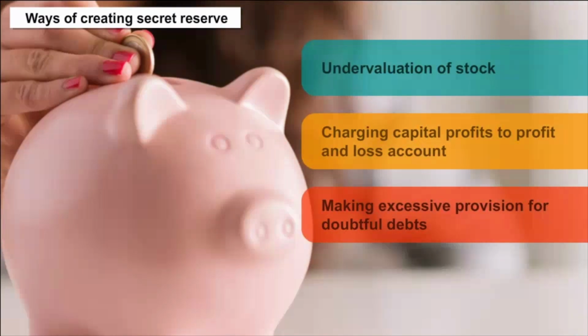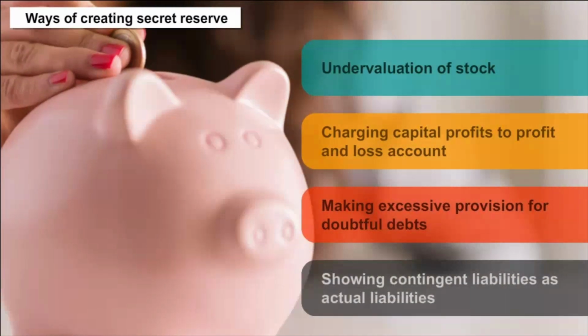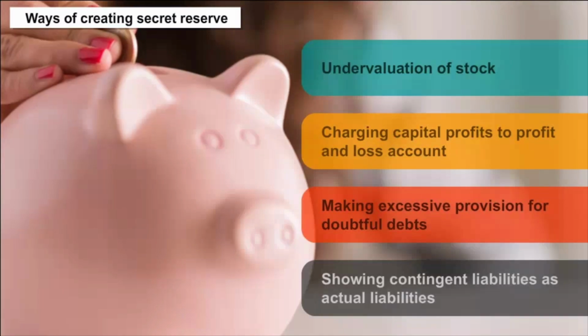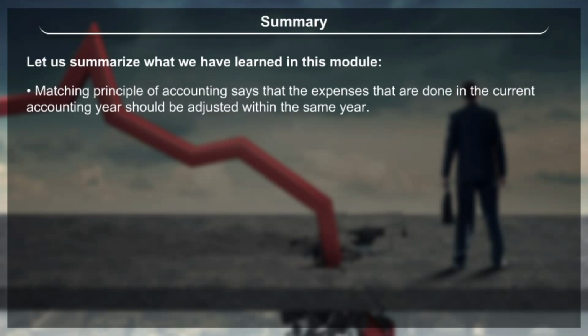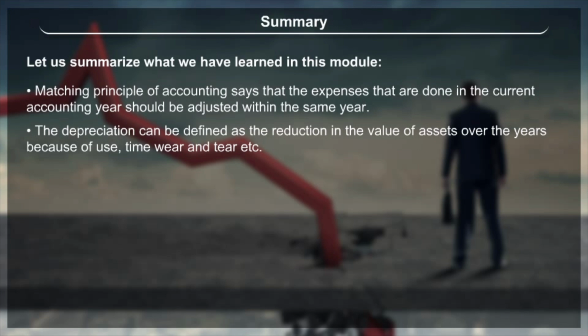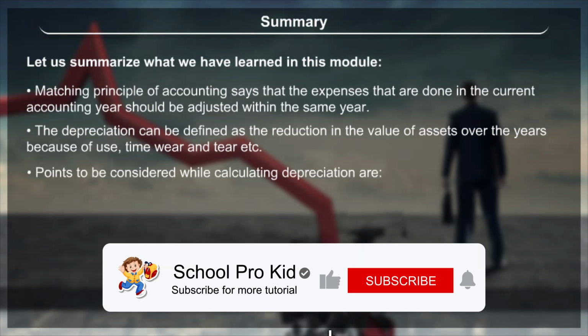Matching principle of accounting says that the expenses that are incurred in the current accounting year should be adjusted within the same year. Depreciation can be defined as the reduction in the value of assets over the years because of use, time, wear and tear, etc. Points to be considered while calculating depreciation are: the depreciable assets should be used for more than one accounting period, should have a useful life up to a certain limit, and should be used by the business for use, not for sale purposes.